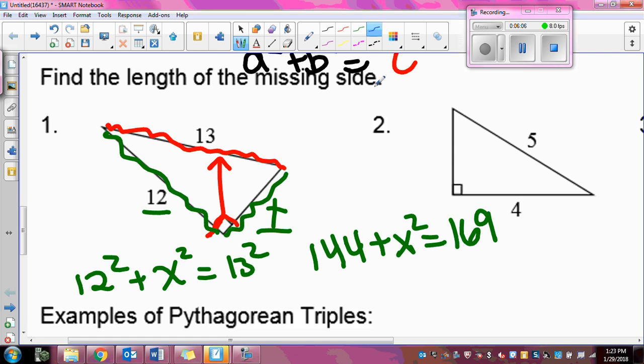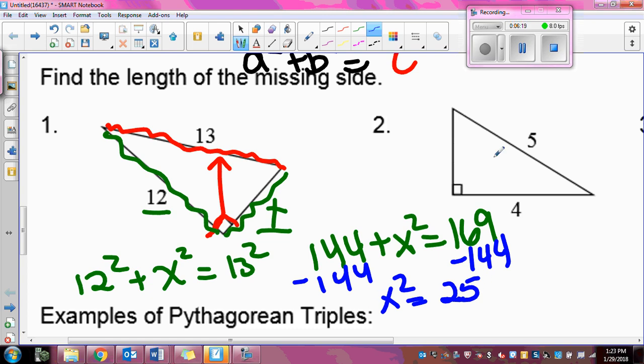Now, in order to move that 144 to the other side and solve for x, we're going to have to subtract it. And then we're going to get x squared equals 25. And then, in order to get rid of the squared, we don't want the squared, we want just x by itself, we have to take the square root of both sides. And we're going to get x equals 5. So this third side is 5.